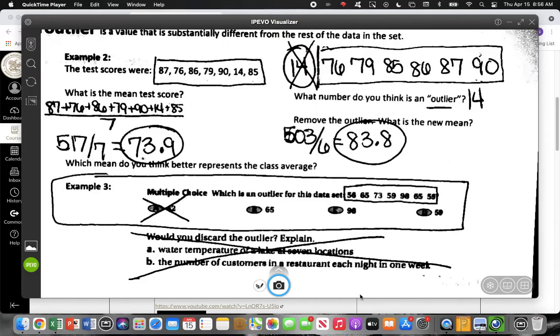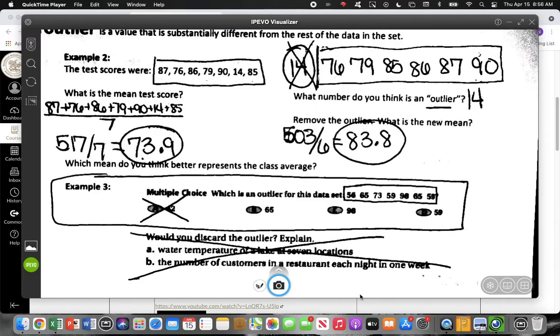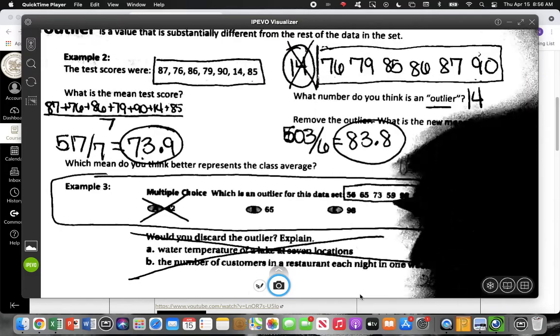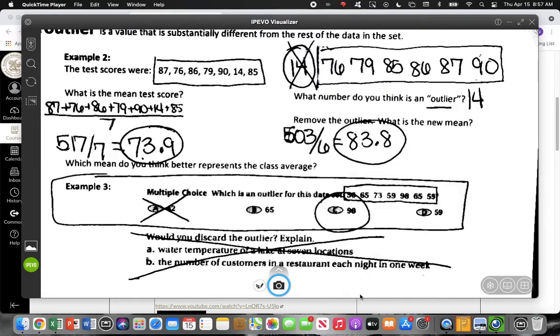Now, out of these, which one is out of the norm? 98. Very good. Do you guys have any questions on this?